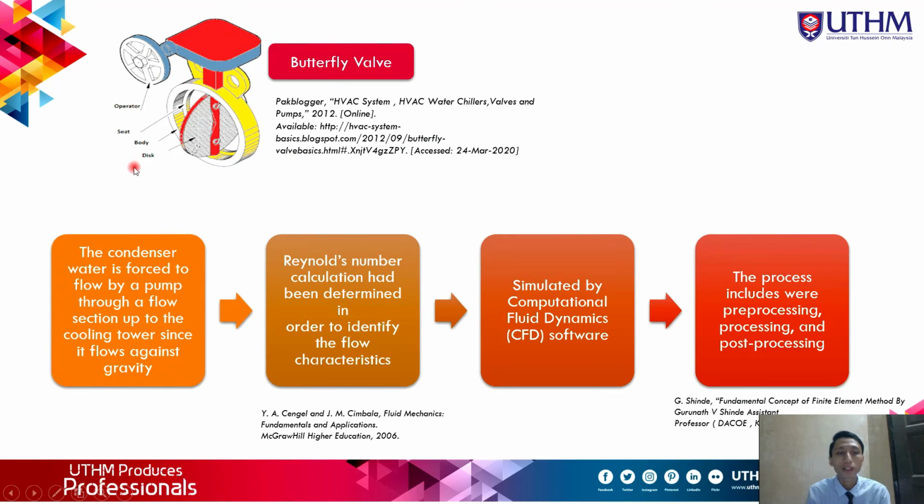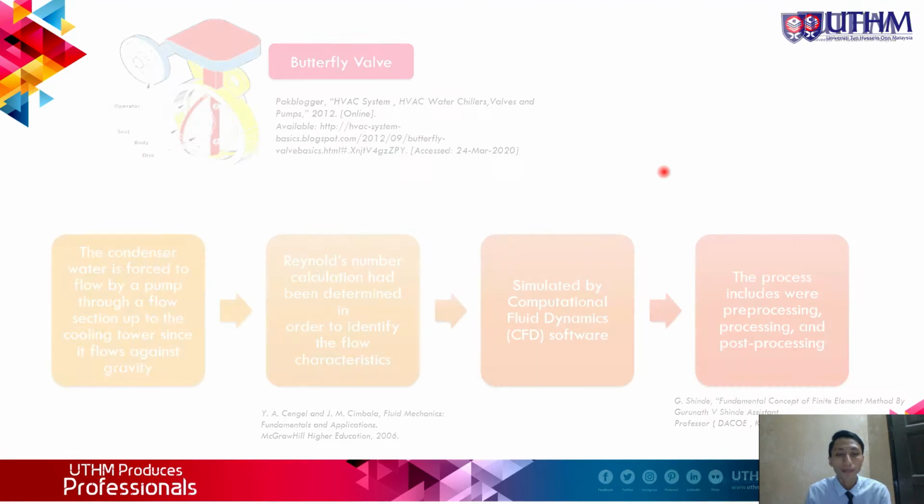Here is the picture of a butterfly valve from Park Global HVAC chiller water valve and pumps, 2012. The condenser water is forced to flow by a pump up to the cooling tower since it flows against gravity. The Reynolds number calculation was determined in order to identify the flow characteristic, and it is simulated by CFD software, which consists of pre-processing, processing and also post-processing.